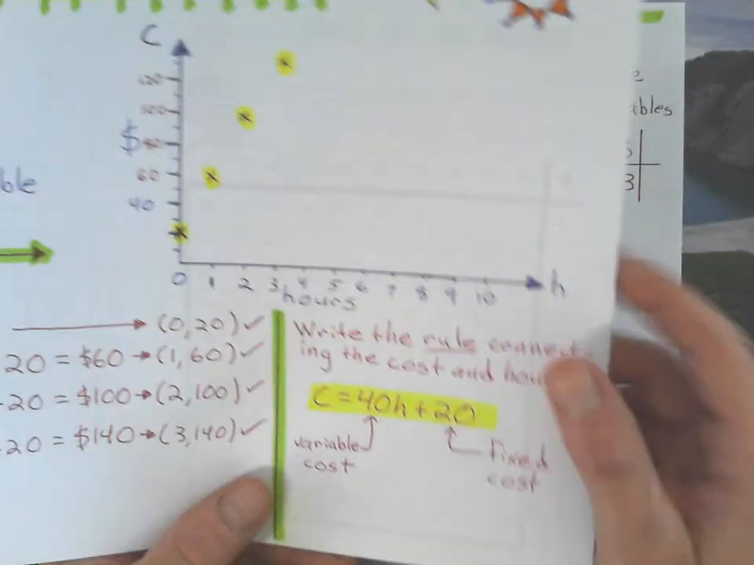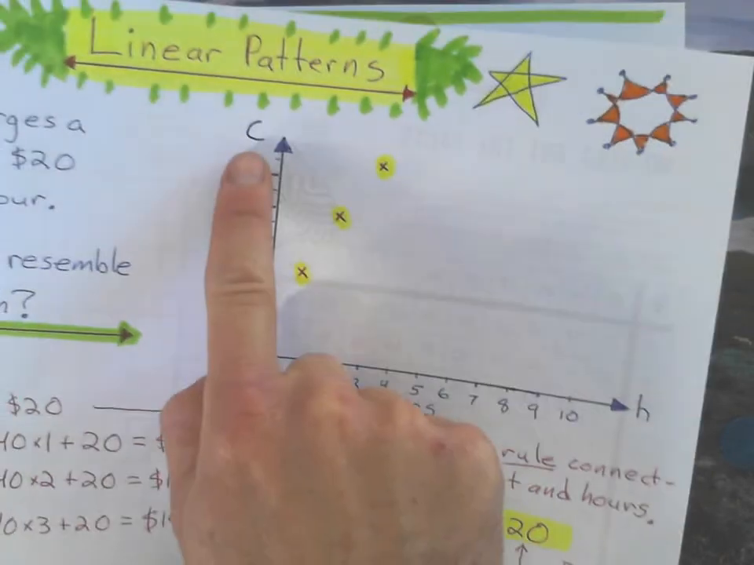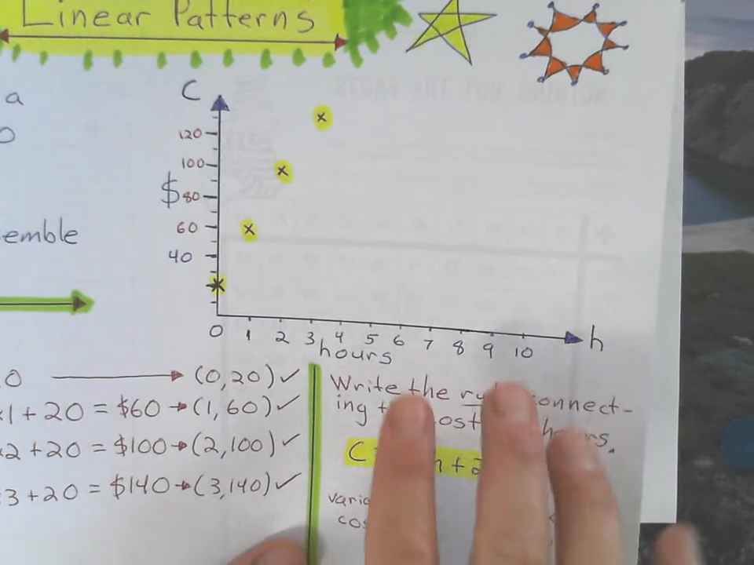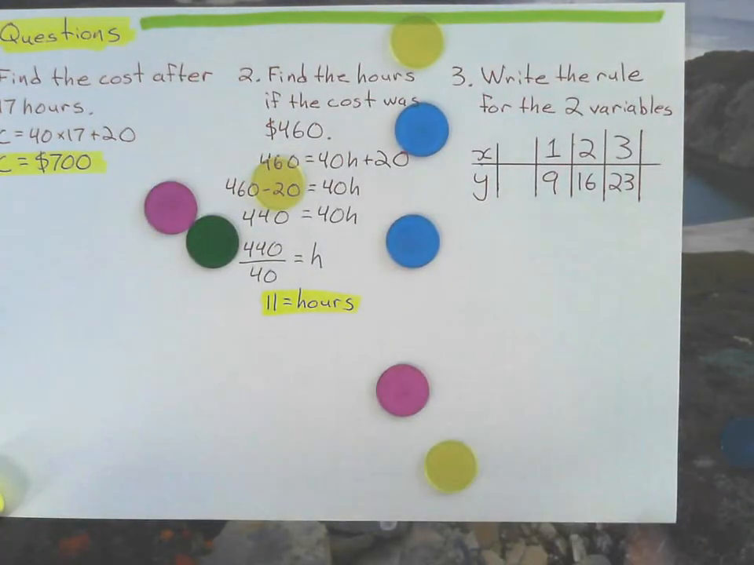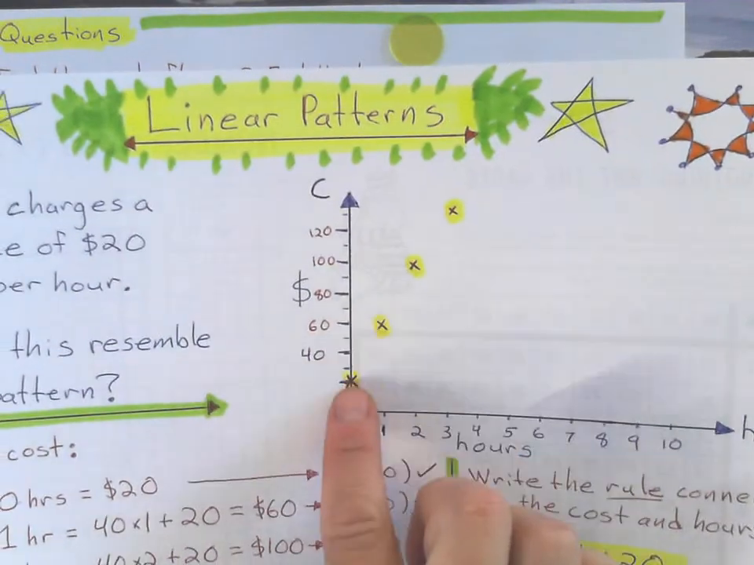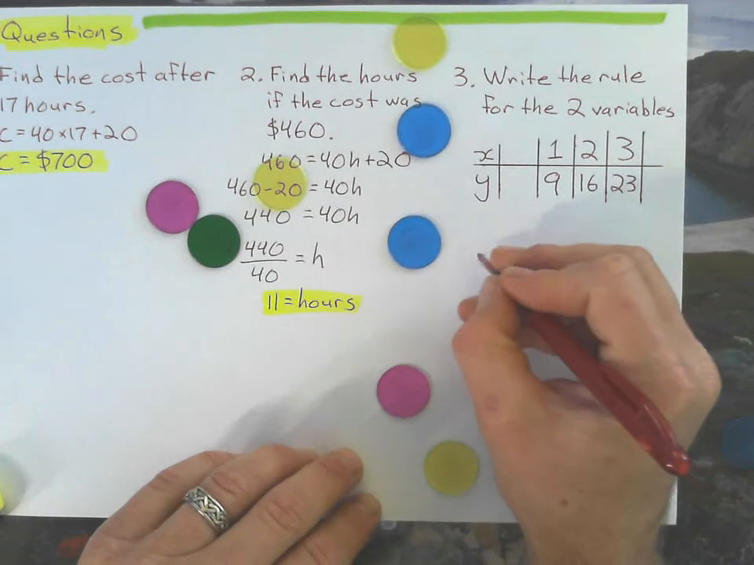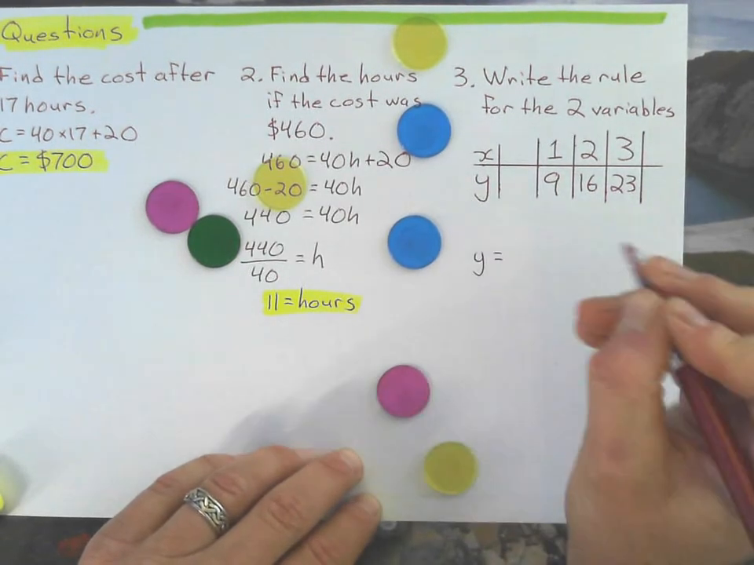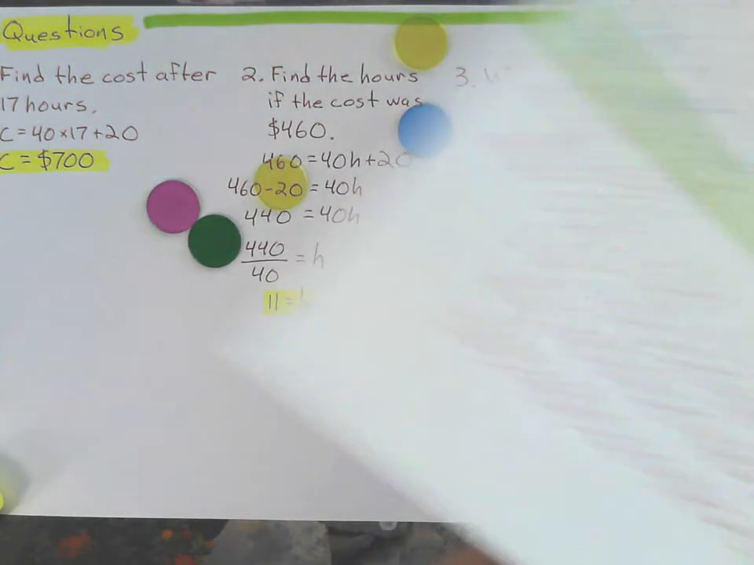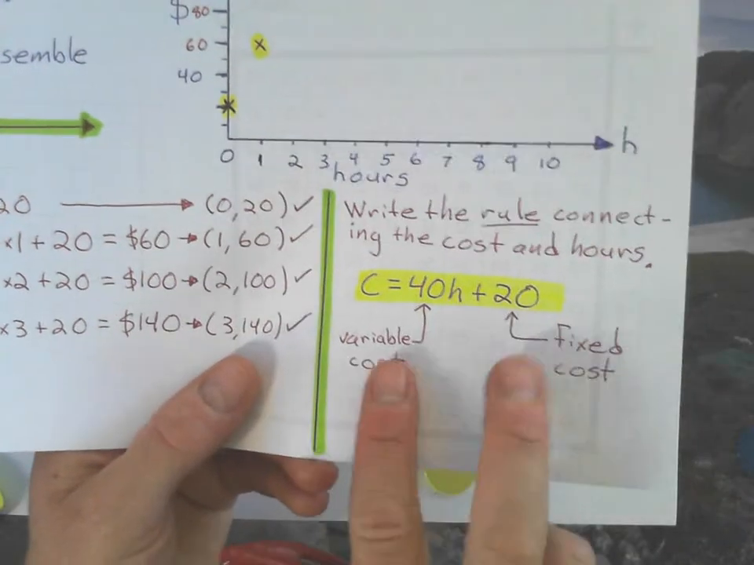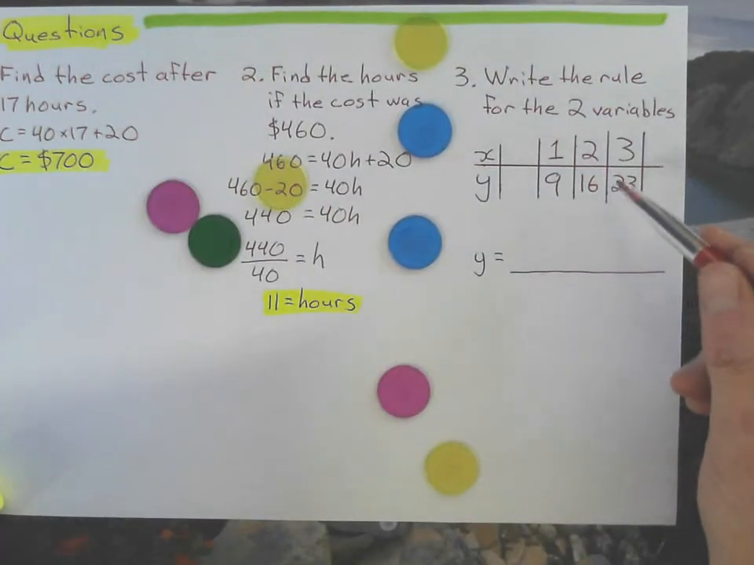But remember what I said about the rule, how it's usually the dependent variable over there, which is, in this case, the cost. And if it's just a normal graph with x and y, it's always going to be the y, because that's the vertical axis there. So when I do write my rule, if it's just x, y, it's always going to be y equals something. Okay? Now, I need to get two things here. I need to get what the variable cost is and what the fixed cost is. But this one has nothing to do with costs.